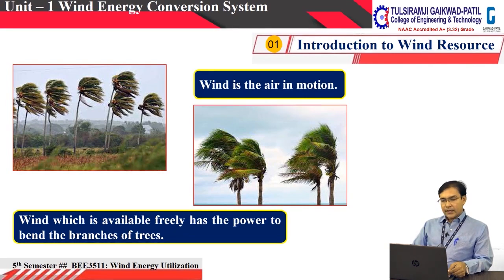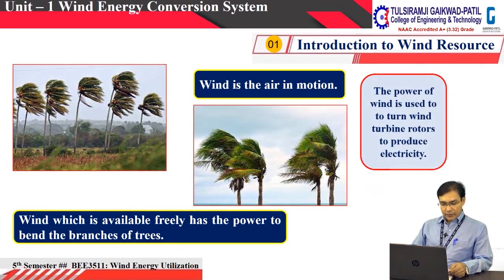Now, since the air has mass, the wind contains kinetic energy, and a wind power plant utilizes this energy of the wind to produce electrical energy. Then what is wind? Wind is the air in motion, and this wind, which is available freely, has the power to bend the branches of trees even, and this power of the wind is used to turn the wind rotor, which in turn produces electricity.